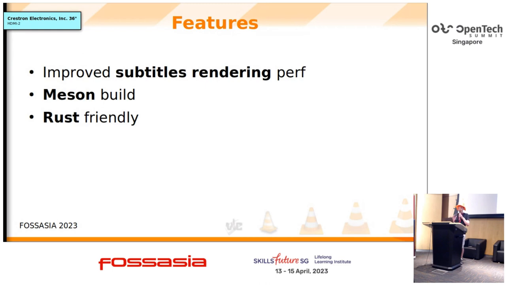For the developer side and contributors, we are now able to build in Meson. So Autotools is gone soon. And also, we are probably starting to write Rust modules for improved security. So we made some changes to be more Rust friendly at the ABI level.